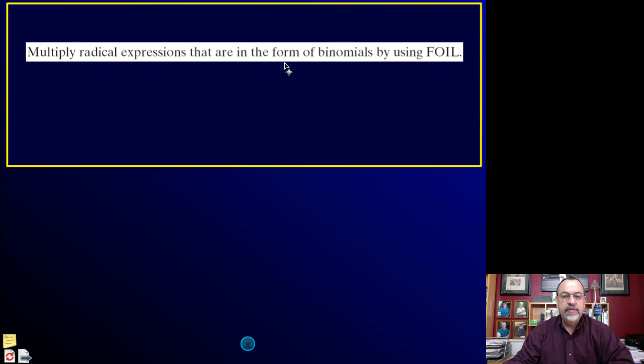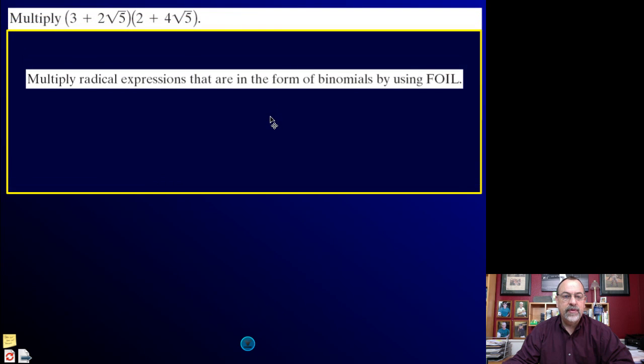And really they're going to be in the form of binomials, so we can simply use, and again I don't like the word FOIL, but we're going to use the distributive property. So here's a binomial radical expression times another binomial radical expression. So we're going to distribute the 3, multiplying it by both terms, and we're going to distribute the 2 radical 5, multiplying it by both terms.